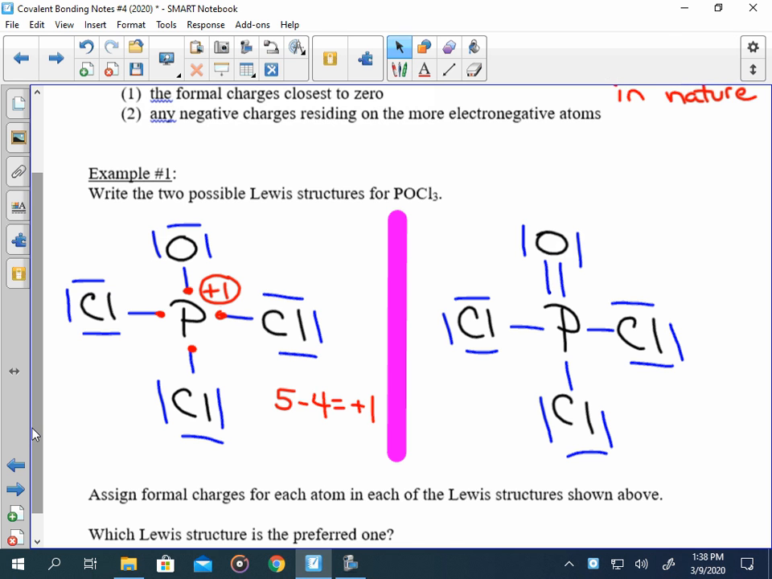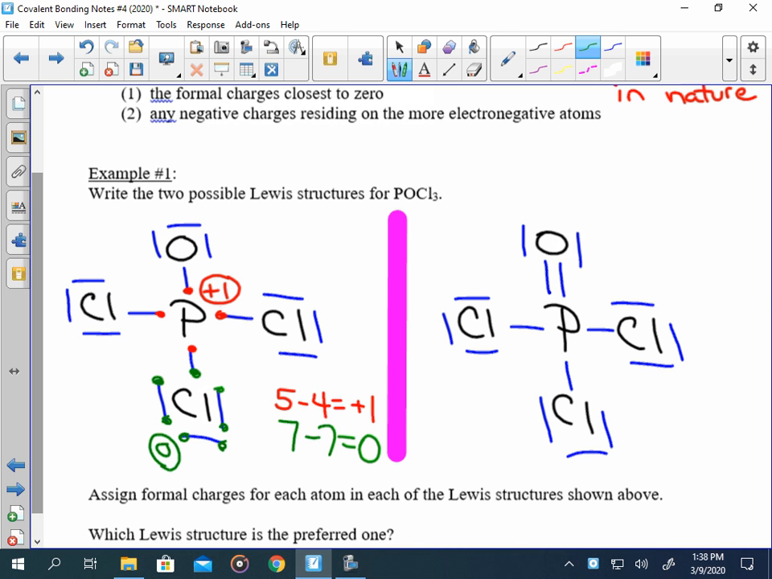I'm going to switch and go green here for the chlorine. Chlorine is in group 7A, so it should have 7. I'm going to use the one down south here. 1, 2, 3, 4, 5, 6, 7. Now this chlorine is single bonded and it has a formal charge of 0. The chlorine on the left would also have a formal charge of 0, and the chlorine on the right would have a formal charge of 0.